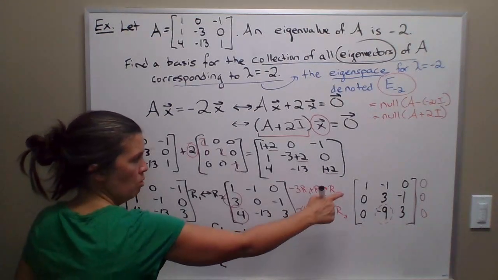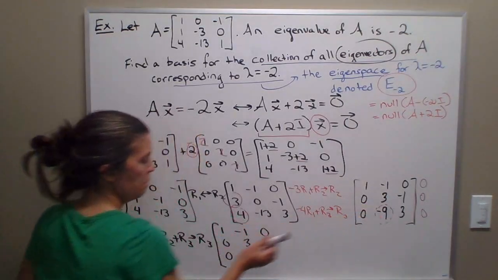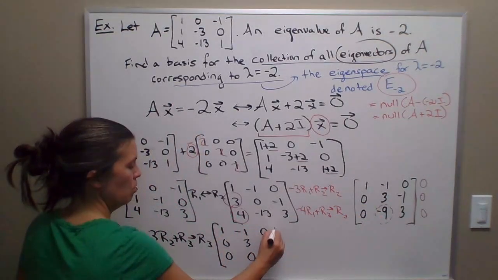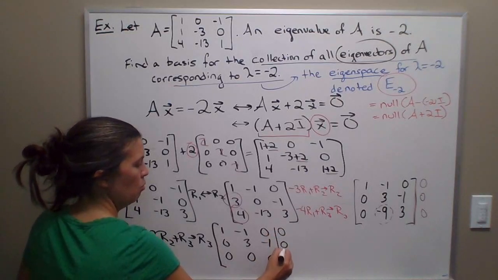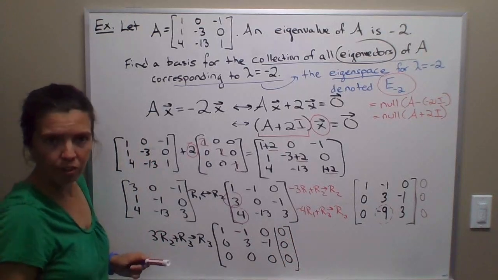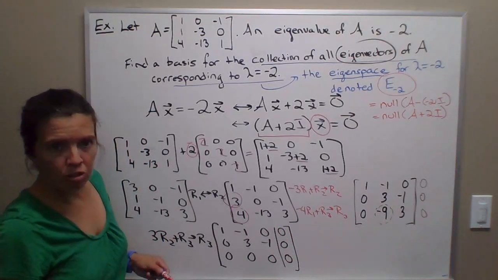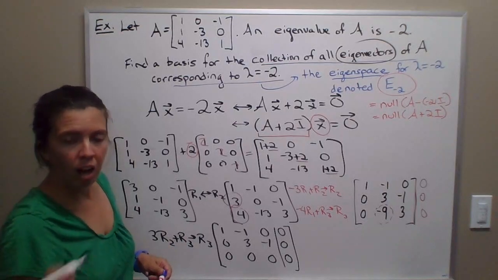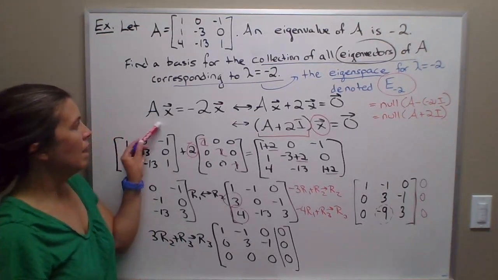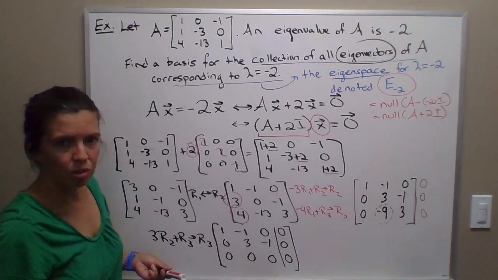So 0 plus 0, 9 plus -9, and 3 times this would be -3 plus 3, so 0. Which, by the way, you're going to have to end up with a free variable when you do this. Because eigenvectors are, by definition, non-zero vectors where AX equals lambda x. Your solution here can't be just the 0 vector.